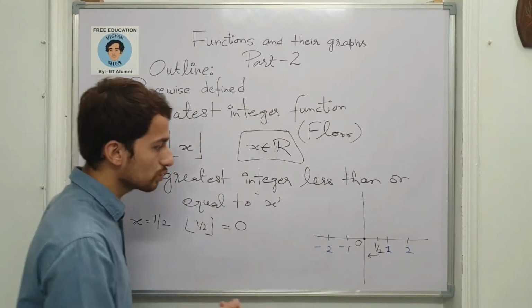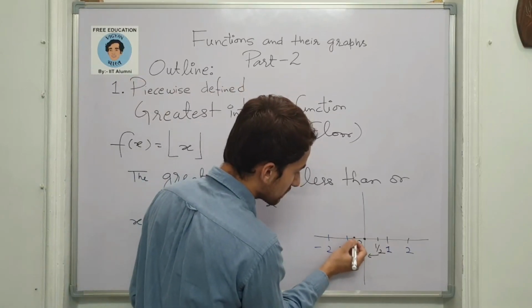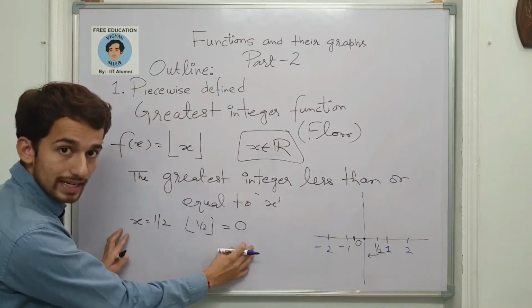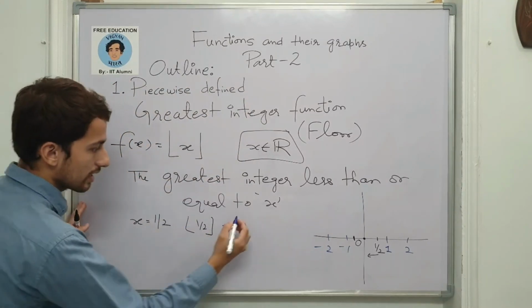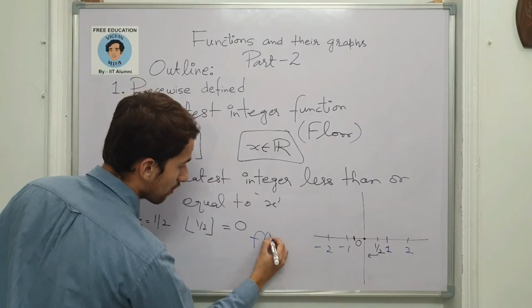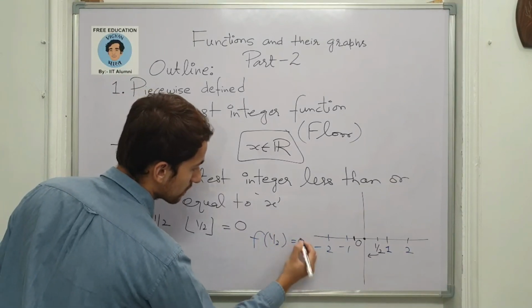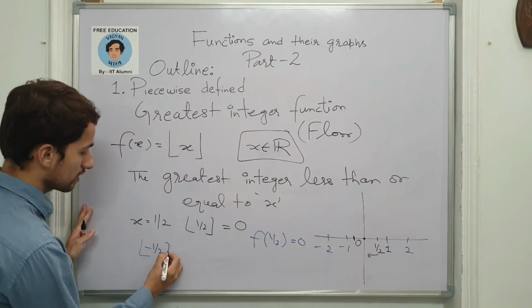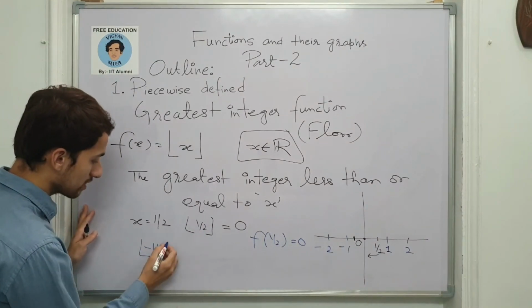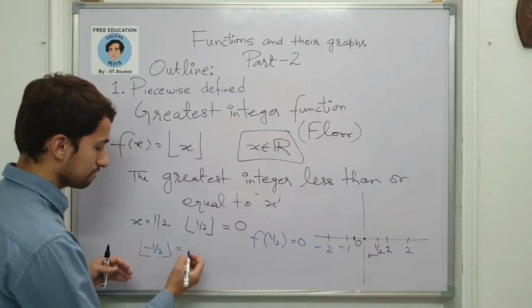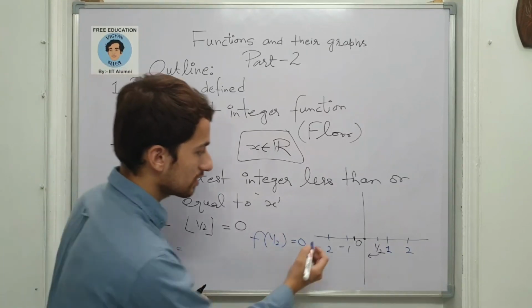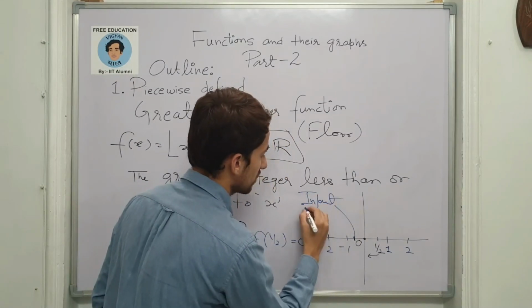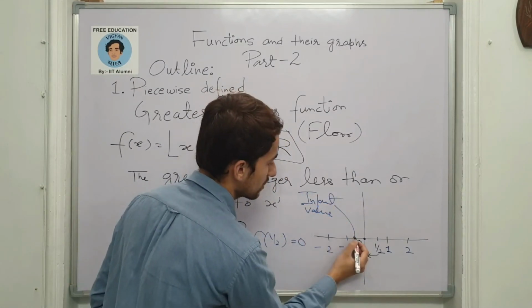Now if I choose an input, suppose here, this is my input. So in this particular case, you can write f of 1 by 2 is 0. If you choose an input, suppose minus half, this is your input value.